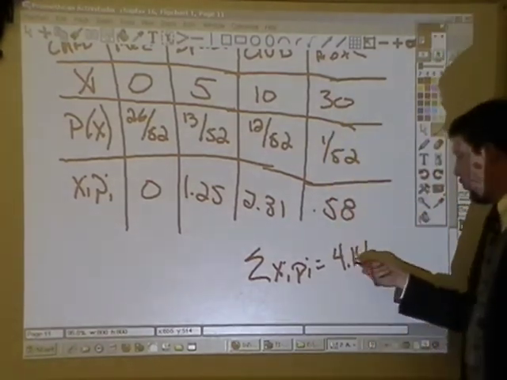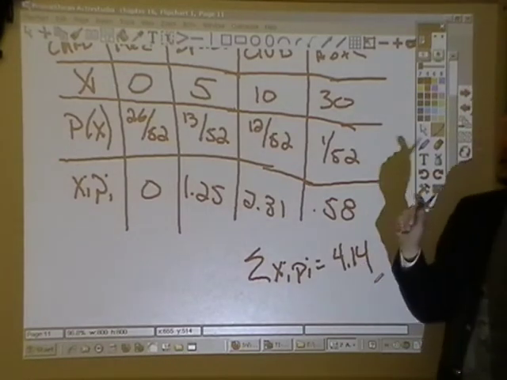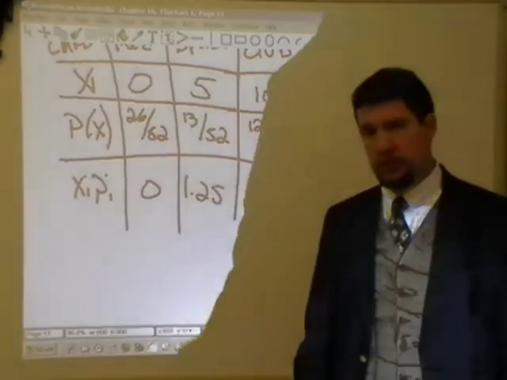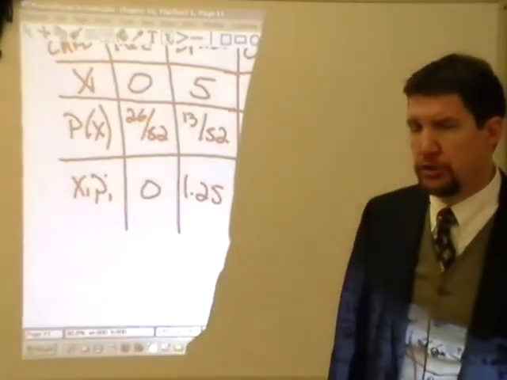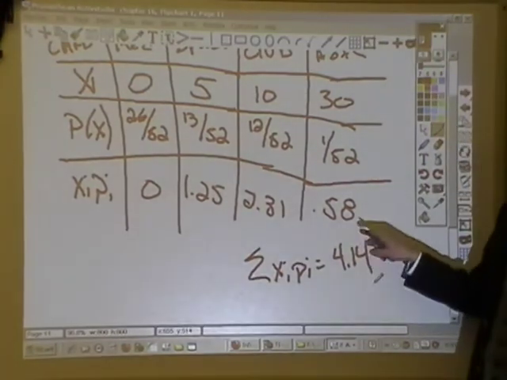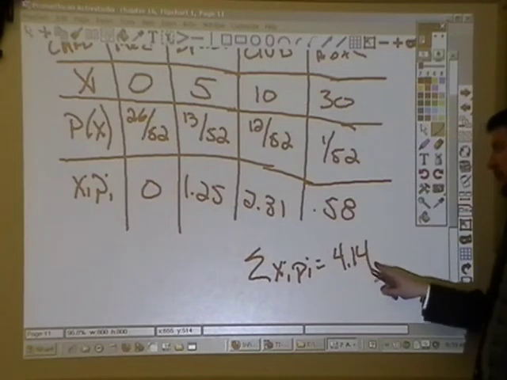How much should you be willing to pay to play this game? At most $4.14. Because otherwise, on average, due to the law of large numbers, you're going to lose money. As a casino, how much money are you going to charge? You're going to charge more than the expected value. It could be a penny more, because over the long run, you're going to make money: $4.15.